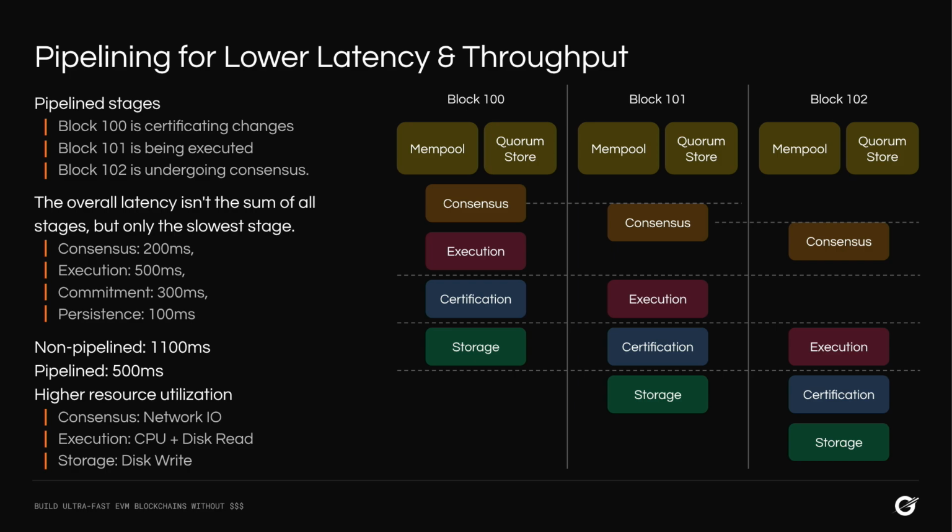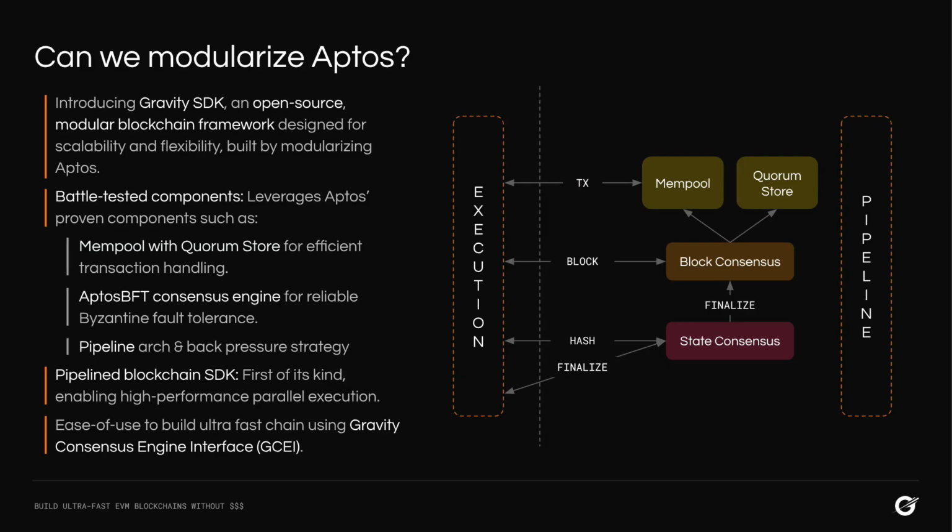That means that with pipelining, you'll be able to reduce the latency. For example, let's say consensus takes 200 milliseconds, execution is 500, commitment is 300, and persistence 100. For a traditional non-pipeline blockchain, it will take almost a second to finish a block. But for a pipeline architecture, it's only the slowest stage, which is 500 milliseconds. These benefits come from much higher resource utilization: in consensus, most of the resources are spent on network I/O, in execution it's CPU bound, and storage is just disk write.